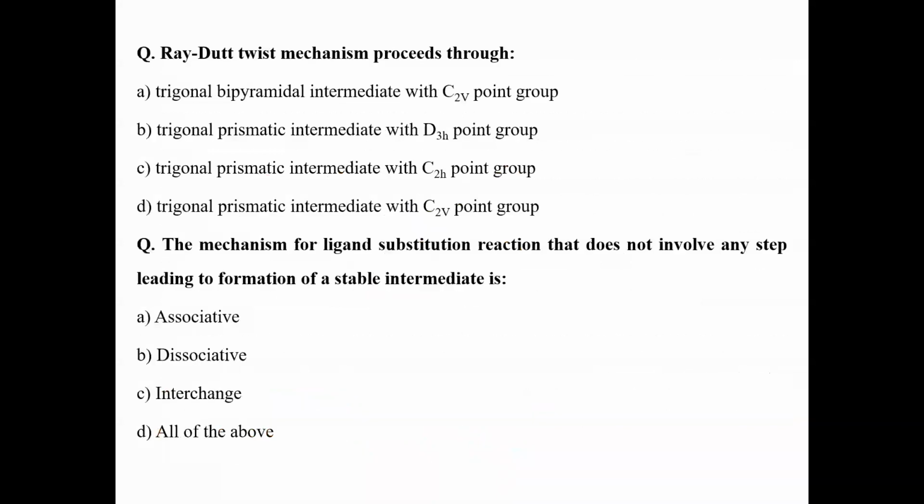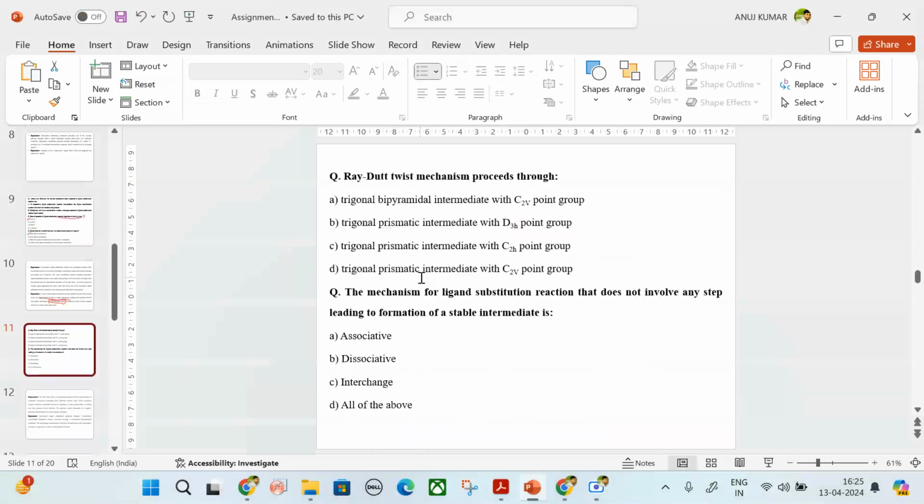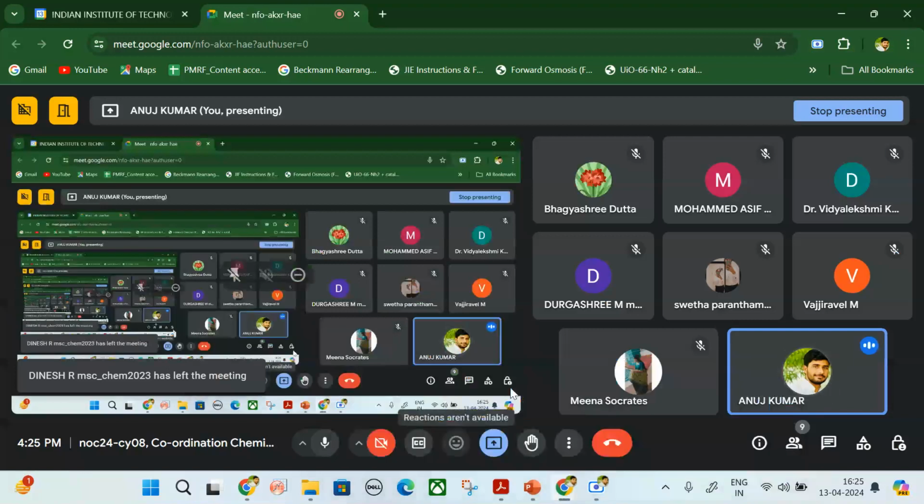Okay. So the next two, the first is related to the twist mechanism. That is, the twist mechanism proceeds through which point group? And the second one is the mechanism for ligand substitution reaction that does not involve any step leading to formation of a stable intermediate. Options: associative, dissociative, interchange, and all of the above. So these two questions you have already studied in classes. So just identify the right answer and tell me.